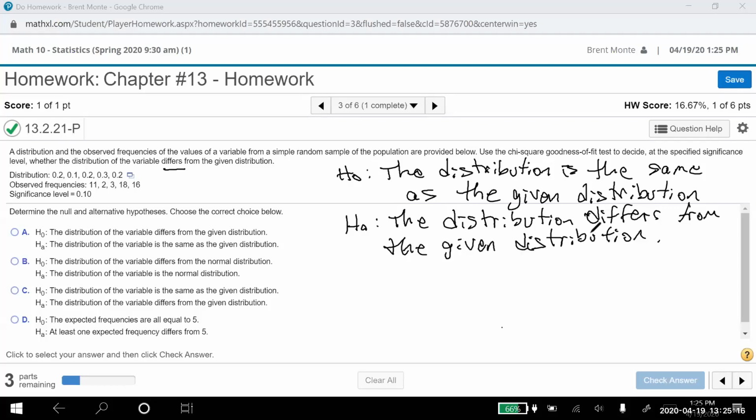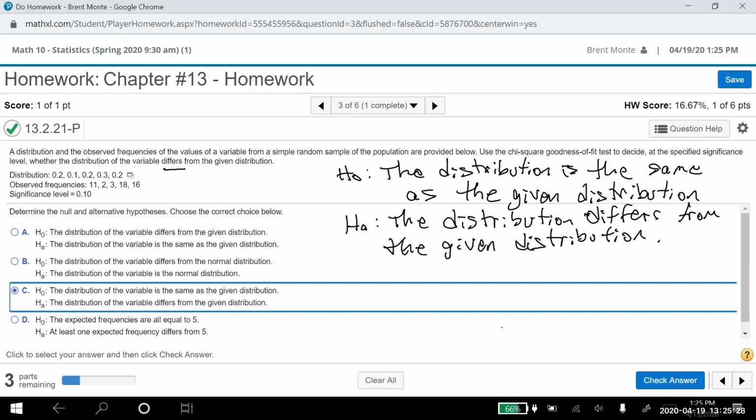B says the distribution of the variable differs. No, that's an alternative. C says the distribution of the variable is the same. That looks good as the given distribution. And the alternative, the distribution of the variable differs. Well, it's got to be C.